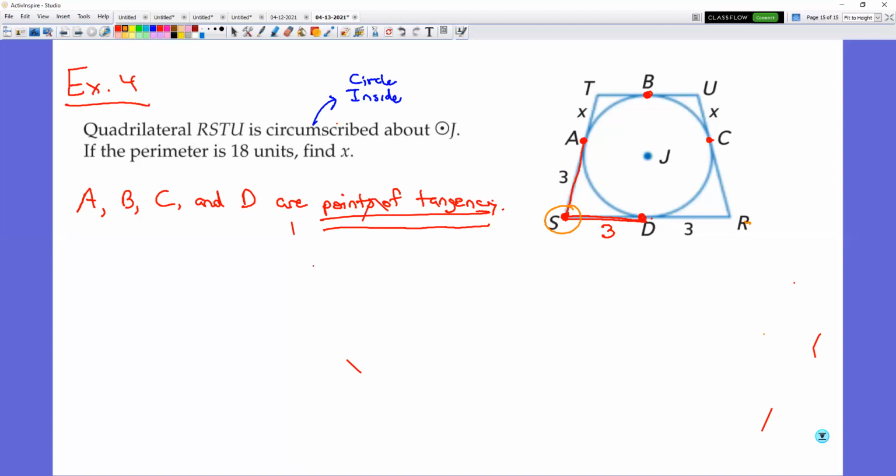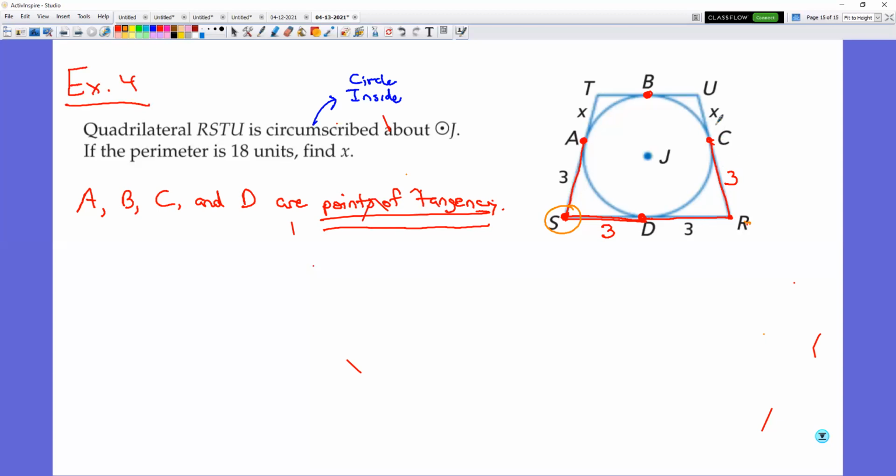Likewise, if you come over here to where R is an endpoint for R to C and R to D, well, we already know that R to D is 3 units. So therefore, R to C must also be 3 units. Because again, if two tangents share an endpoint, then they have to be the same distance. Okay, so now we have that covered.